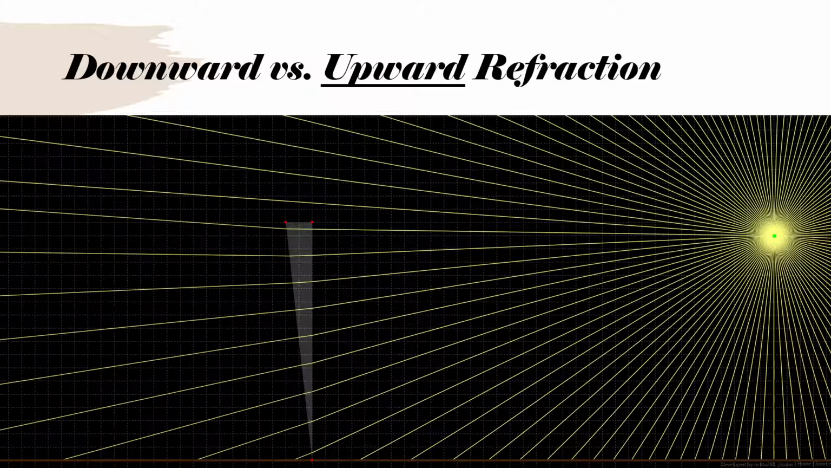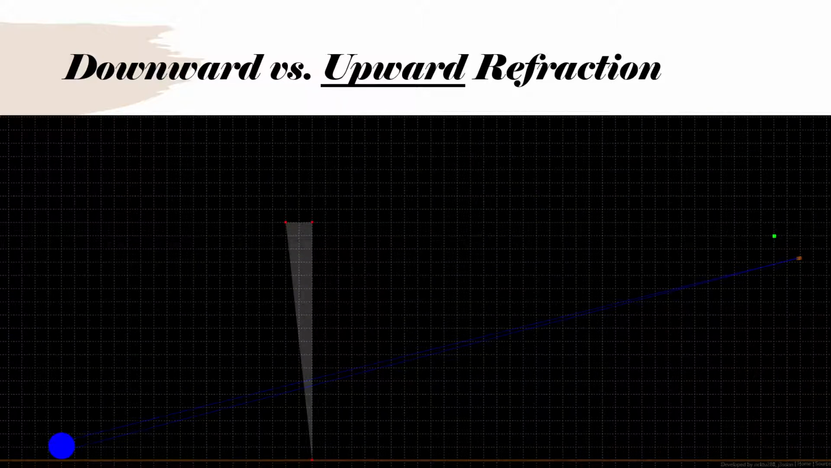Here's the exact same image, but now the lens has been inverted, so the lens is refracting the light upward. What does this mean for the observer? The observer sees the sun at a lower angle than it actually is.